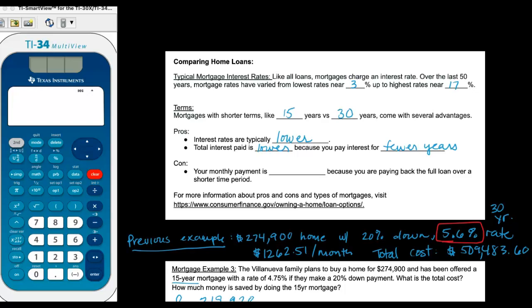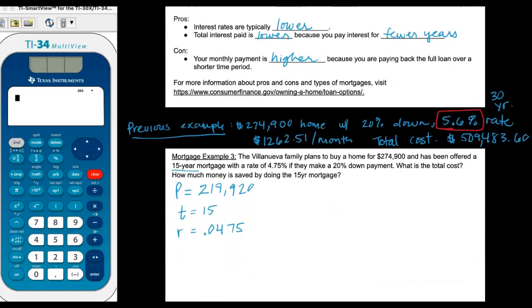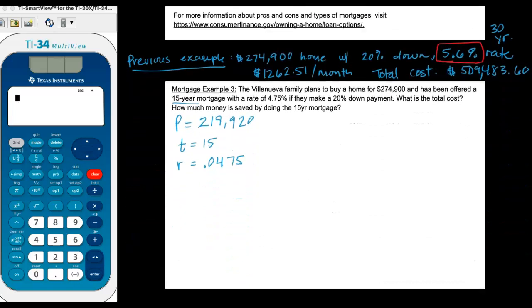The downside to having a lower interest rate is that the monthly payment is typically higher because you're paying back the full loan over a shorter amount of time. So it's just being divided up amongst a fewer number of months. So let's look at an example where we compare the loan that we looked at in the last video.